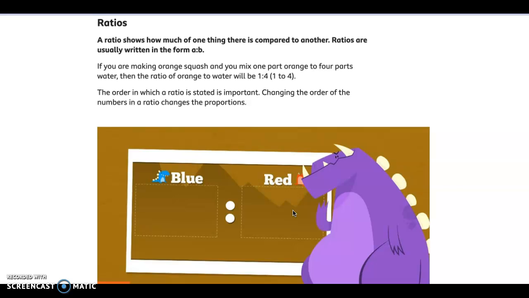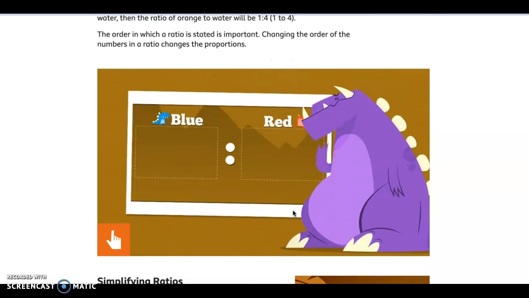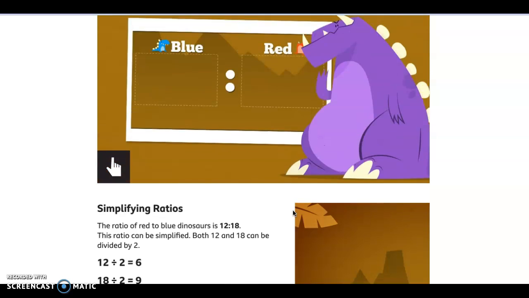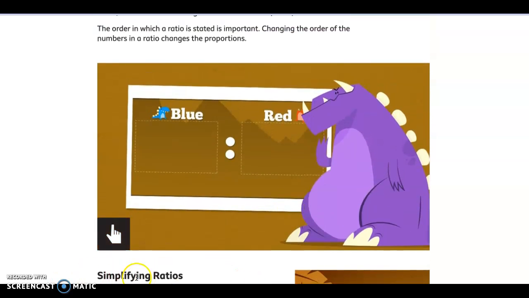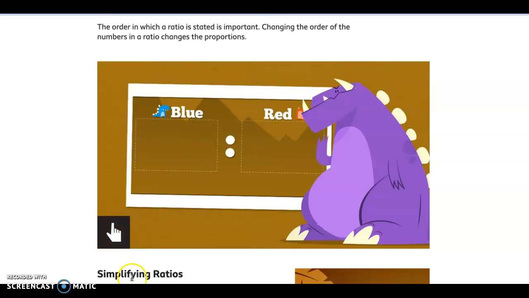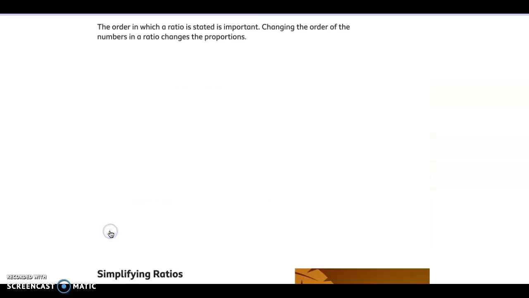This website gives definitions, so this is a slightly different one. It's saying that a ratio shows how much of one thing there is compared to another. Ratios are usually written in the form of A:B. Right? So let's go down, and it continues. So it is a scaffolded website as well, where it goes from what is a ratio to simplifying ratio. So I'm going to click on this interactive pointy finger.